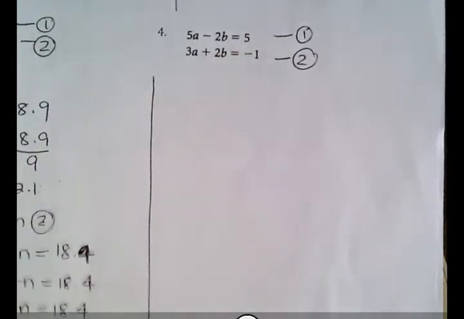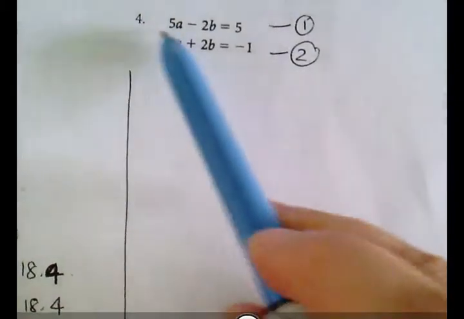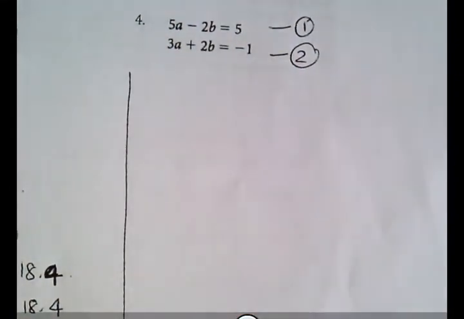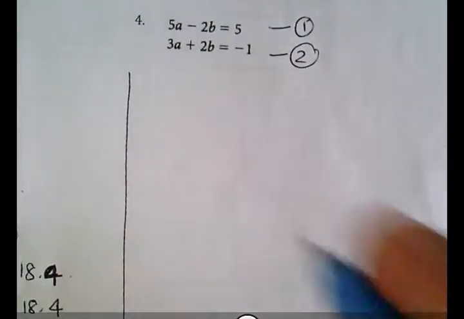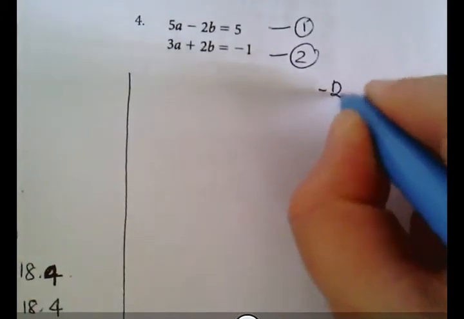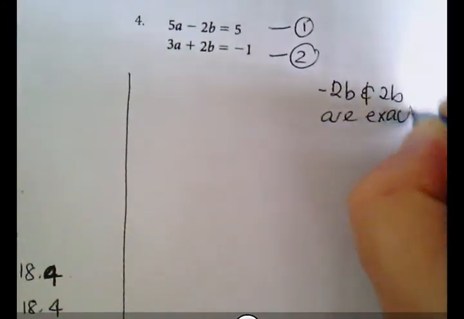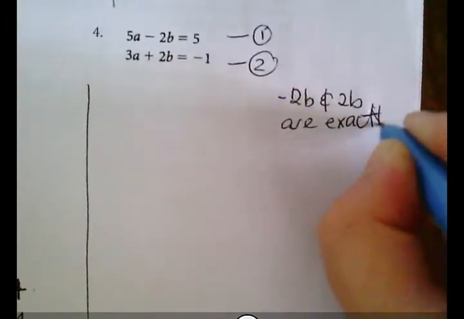Is there anything that looks the same or very similar? Not the 5a and the 3a, but I've got minus 2b plus 2b. They're both 2b's, and one of them's a minus and one of them's a plus. So you add them because they're exact opposites of each other. If you add together exact opposites, you get 0.